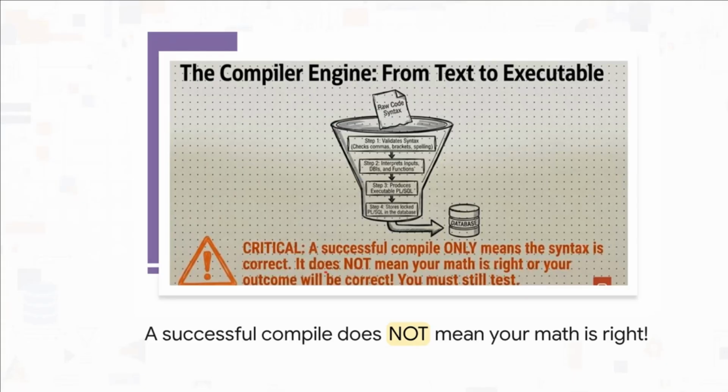Look at the compiler engine funnel, and please internalize this stark warning. A successful compile only verifies that your basic syntax is correct, nothing more. It absolutely does not guarantee that your mathematical calculations are sound, or that your underlying business logic is accurate. You are still fully responsible for rigorous testing.